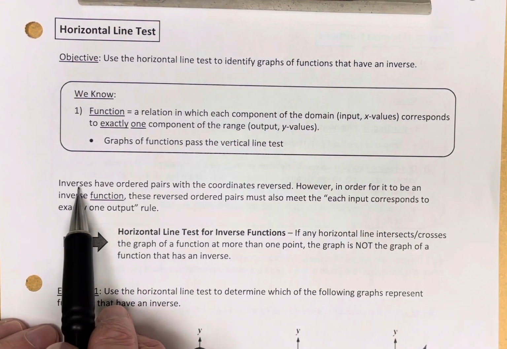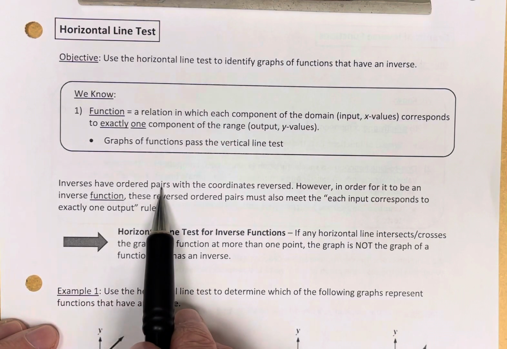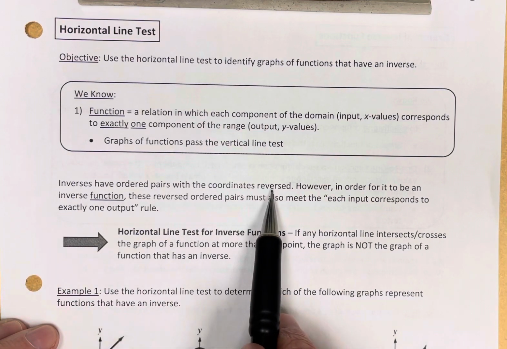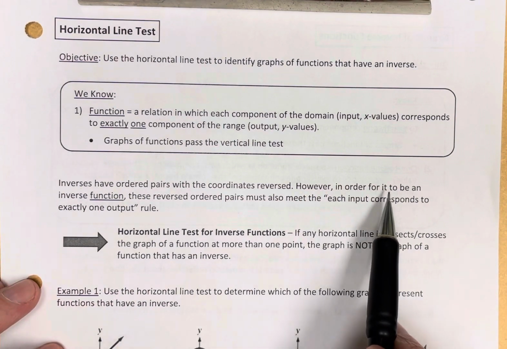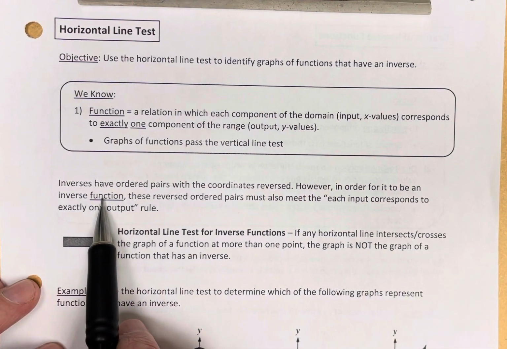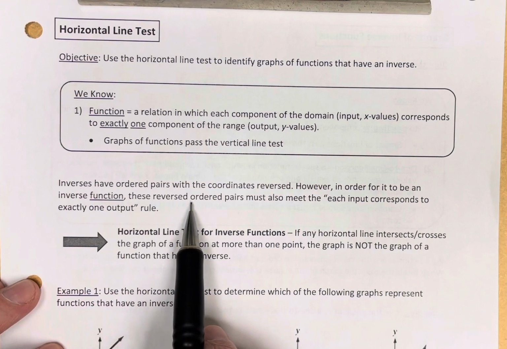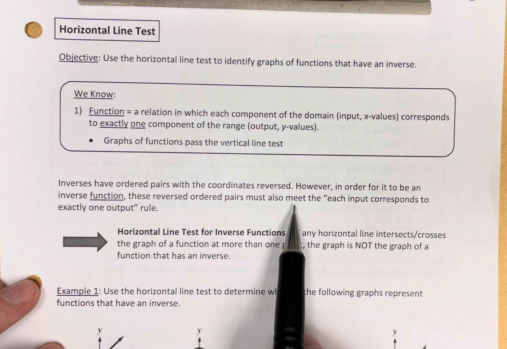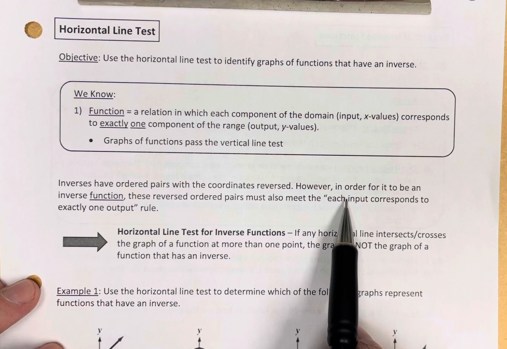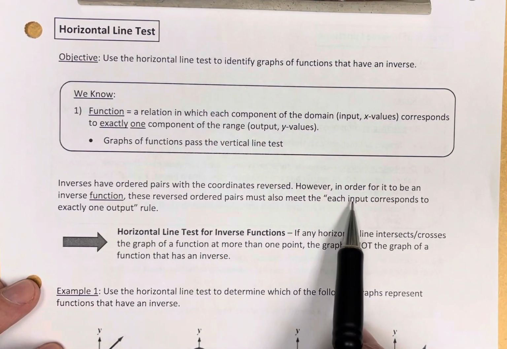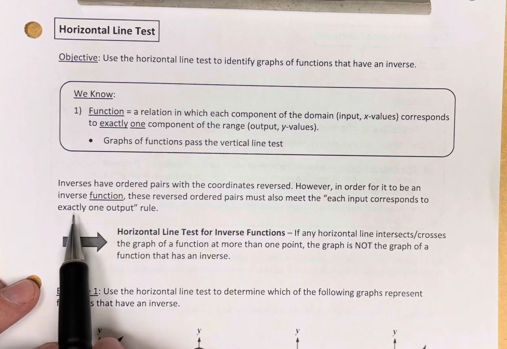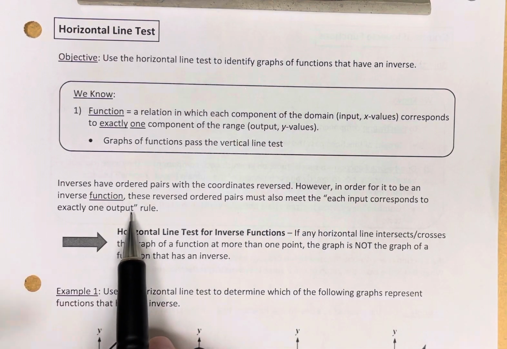If it's not a function, it can't be a function that has an inverse because it's not a function. Okay, so inverses have ordered pairs with the coordinates reversed. However, in order for it to be an inverse function, these reversed ordered pairs must also meet the criteria up here of a function, which is each input corresponds to exactly one output.